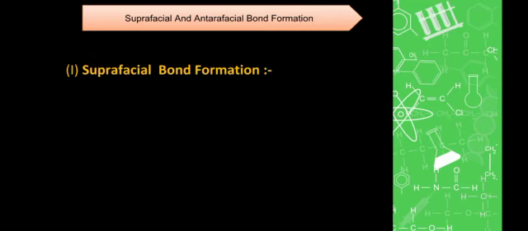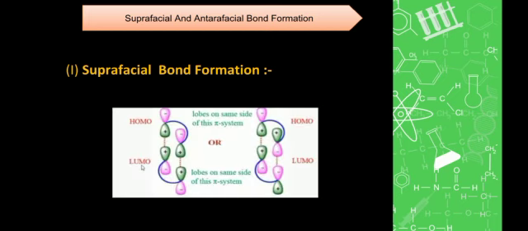Now we will learn the two terminologies which will be used for the derivation of the Woodward-Hoffmann selection rule for the cycloaddition reaction. First one is the suprafacial bond formation. For the cycloaddition reaction to occur, the HOMO of one reactant should react with the LUMO of the other. That is, if we show in the diagram, the positive terminal of one reactant should interact with the positive terminal of the other reactant. Such a bonding interaction is called the suprafacial bond formation, or simply called supra.